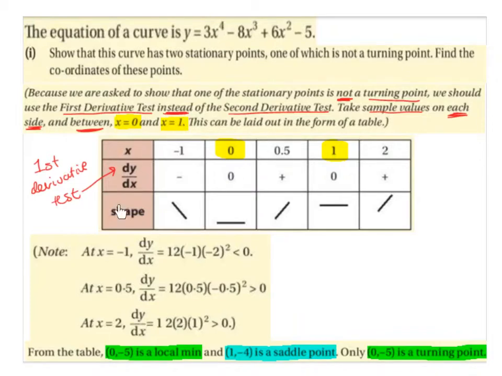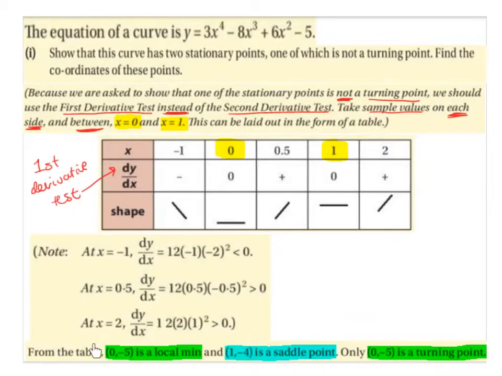So then our third row is the shape. When the derivative is 0, we just have a flat line, a horizontal line, horizontal tangent. And likewise over here, we'll have a horizontal line. When dy/dx is negative, we have a decreasing function. When it's positive, we have an increasing function. And when it's positive, we have another increasing function. So this is the shape that our curve goes in.